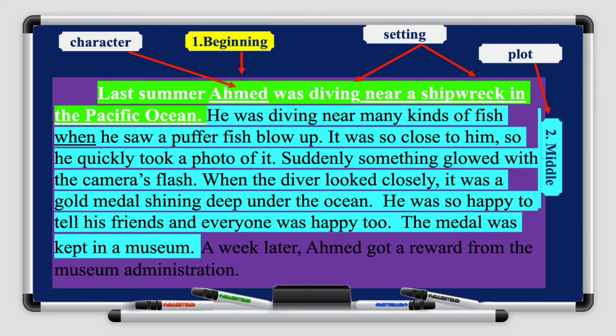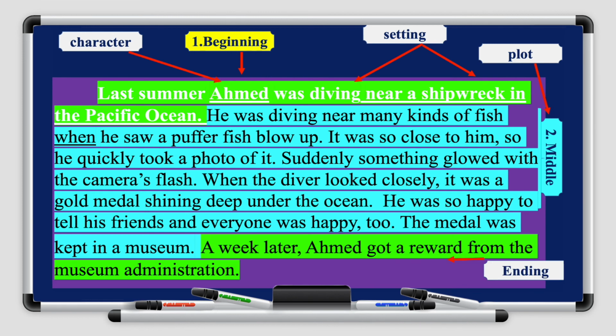What happened, where it happened, and the description. So he was diving near many kinds of fish. He saw a puffer fish blow up. Then he took a photo. There was a flash. Something was shining. Everyone was happy to see it when he showed them. Okay, and this is all in the middle of my paragraph. He saw the puffer fish blow up. It was so close to him. These are all details. And remember, we use transition words, when, okay?